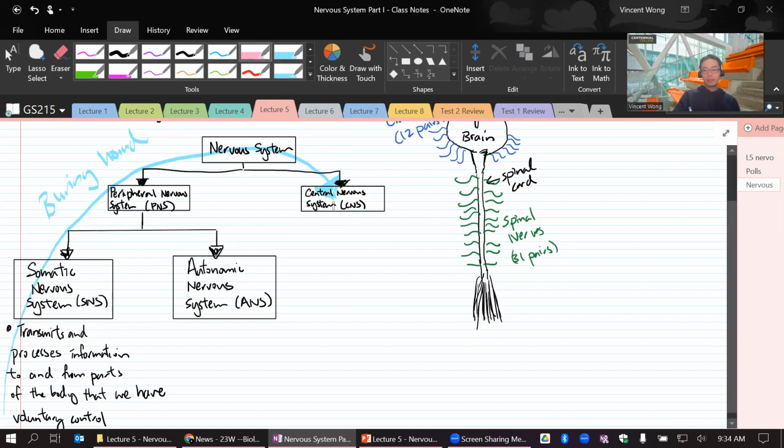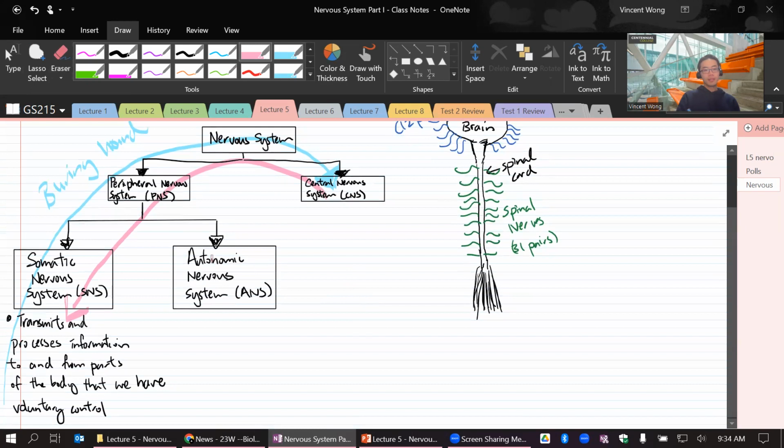And then the interneuron is going to process that information, and then it's going to send the signal back out to the somatic nervous system, right? Okay, to remove the hand. That's the motor response. Okay, because it originates and ends in a part of the body that we have voluntary control over. That's the job of the SNS.